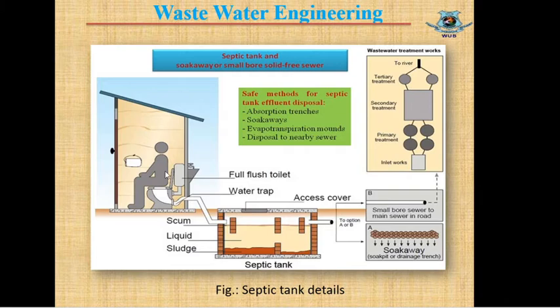Here, this is the total system of a septic tank. Excreta from the toilet will come into the septic tank through this inlet pipe. Here, after some digestion and sedimentation, the effluent will be discharged through this pipe, and generally this effluent can be discharged by these two systems.